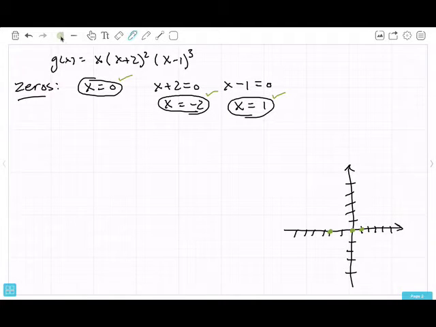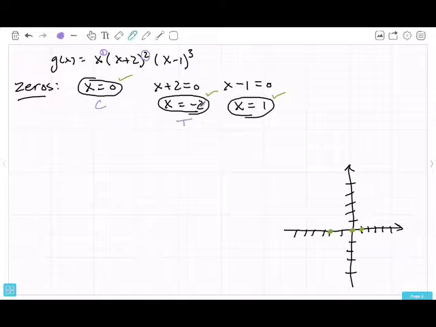Okay. Do they cross or touch? Multiplicity. Okay, what is the multiplicity of this particular factor? It's 1. That's odd. It's going to cross. -2 has a multiplicity of 2. That's even. It's going to touch.